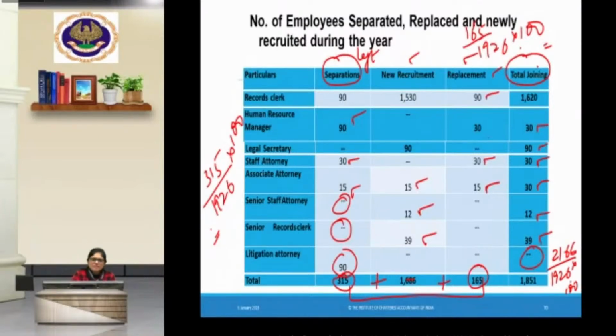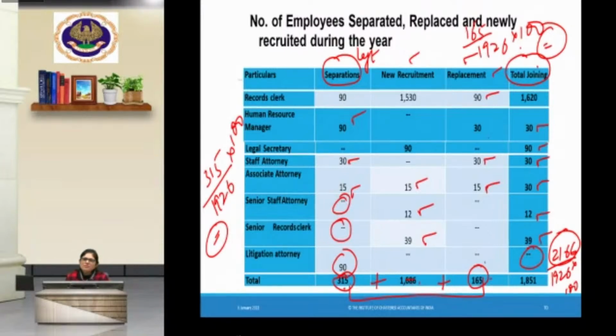Clear? So this is the percentage of separation. This is the percentage of replacement. And this is flux. Flux, we have to take all the three. Separations plus new recruitments plus replacements. Clear? So this is the way we do it and we calculate it.